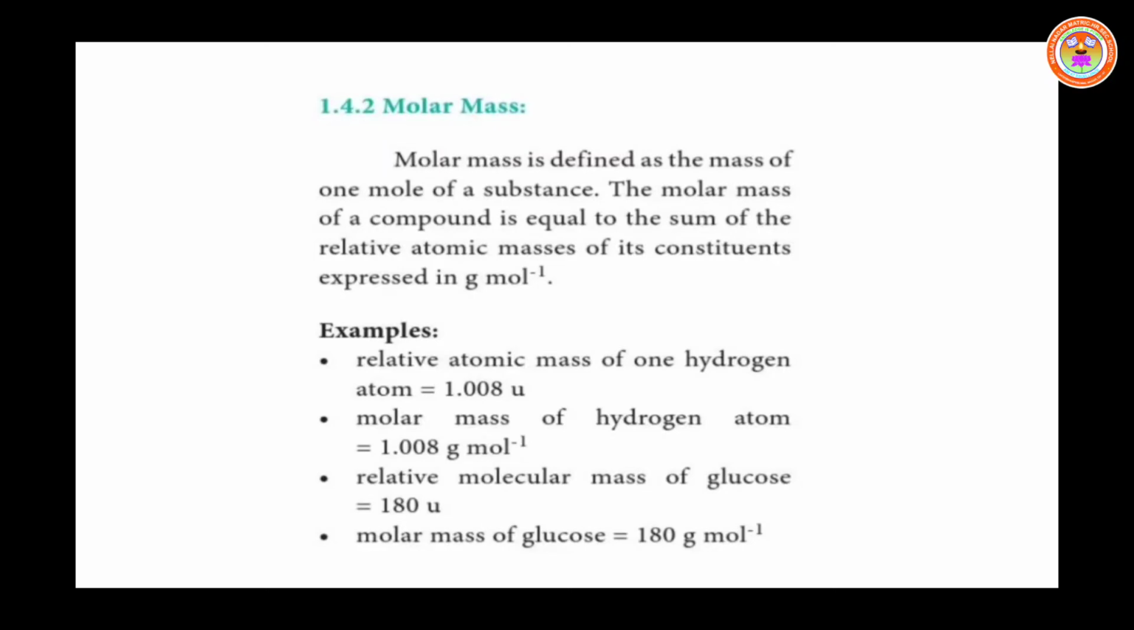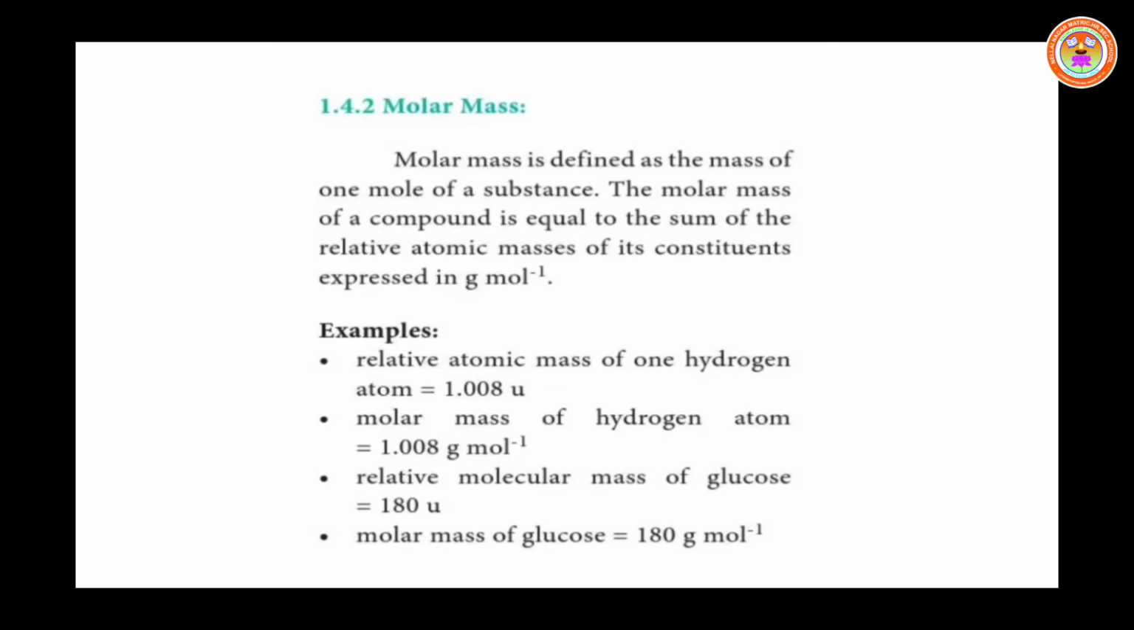Children, in the last class we discussed molecular mass. Molecular mass is expressed by the unit U. Both molecular mass, that is relative molecular mass, and molar mass are calculated by the sum of the relative atomic masses of its constituents. Molar mass is expressed by the unit gram per mole, whereas relative molecular mass is expressed by the unit U. Understand? So now we can see some examples.